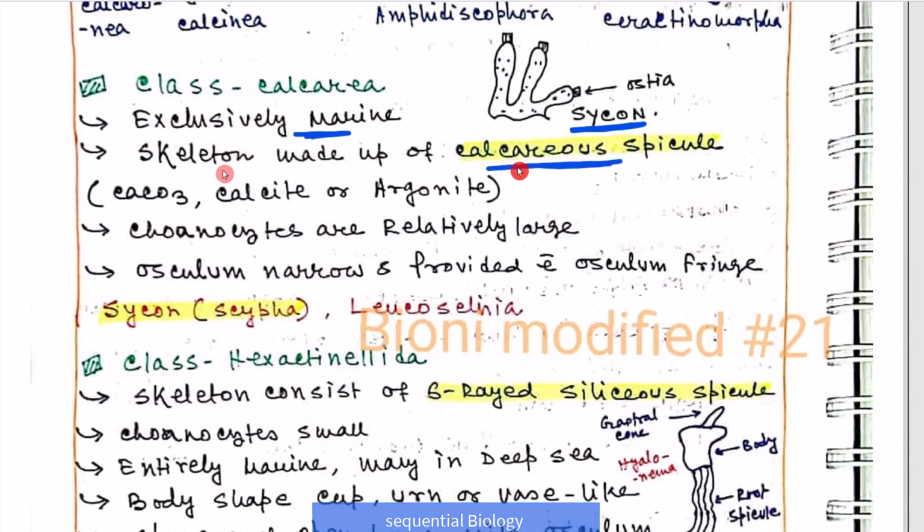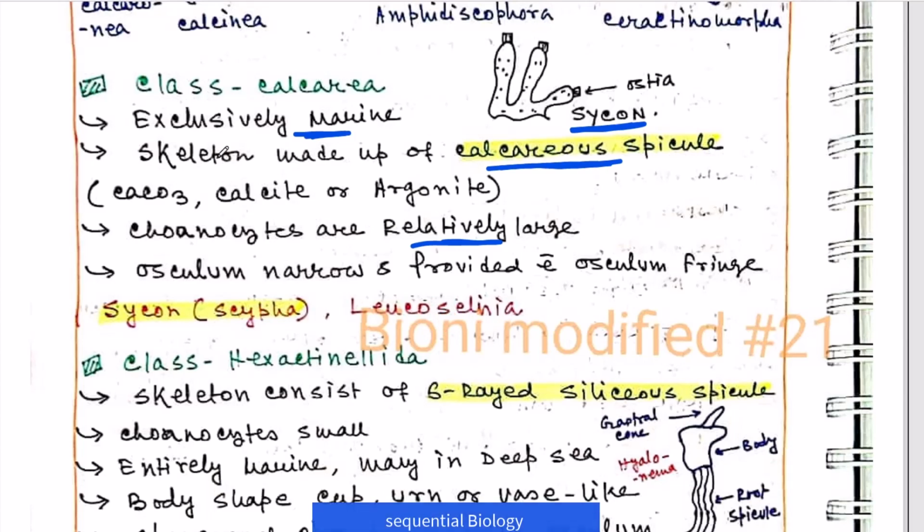That means in their mesohyl layer the calcareous spicules are present. These are a hard skeleton, developed from amoebocyte cells. Amoebocytes secrete these spicules, and they make the body very rigid. The spicules are made up of calcium carbonate, calcite or aragonite. Choanocytes are relatively large, and the osculum is narrow and provided with an osculum fringe. Examples of this class are Sycon or Scypha and Leucosolenia.